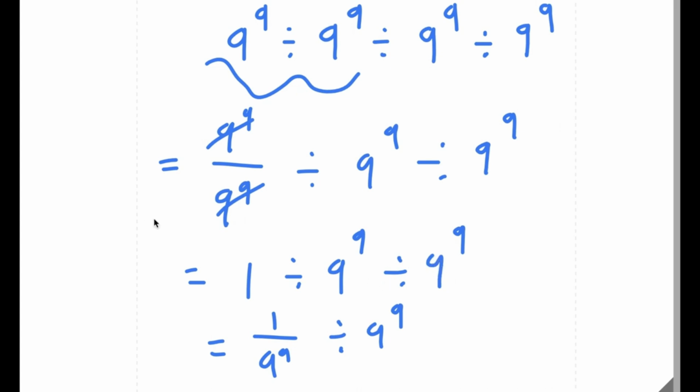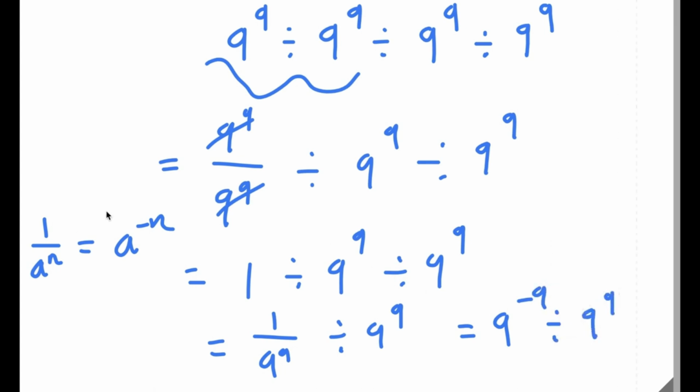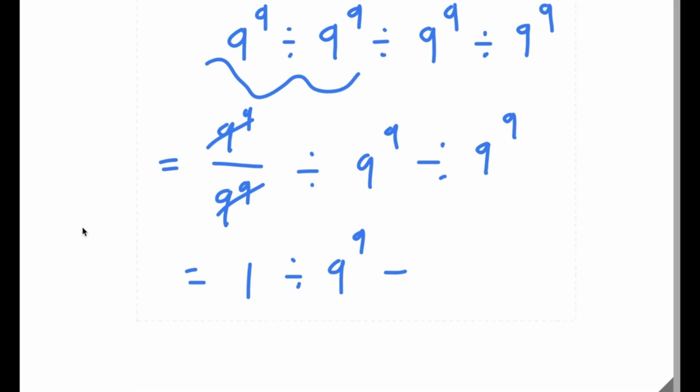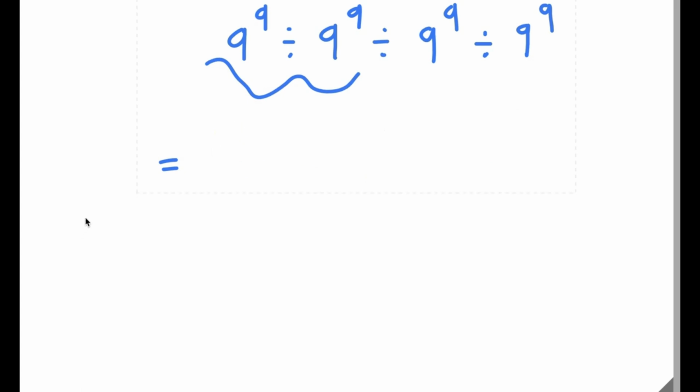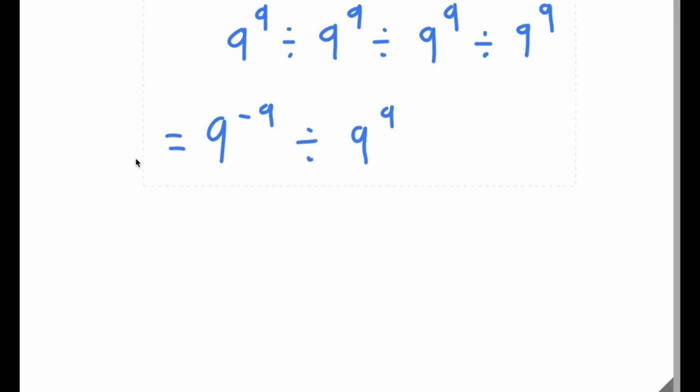Now, if I have something in the form 1 over a to the power of n, this is the same thing as a to the power of negative n. So 1 over 9 to the power of 9 is going to equal 9 to the power of negative 9. Now I have this divided by 9 to the power of 9. So now, let me clear out this page. I have 9 to the power of negative 9 divided by 9 to the power of 9, which is the same thing as 9 to the power of negative 9 over 9 to the power of 9.